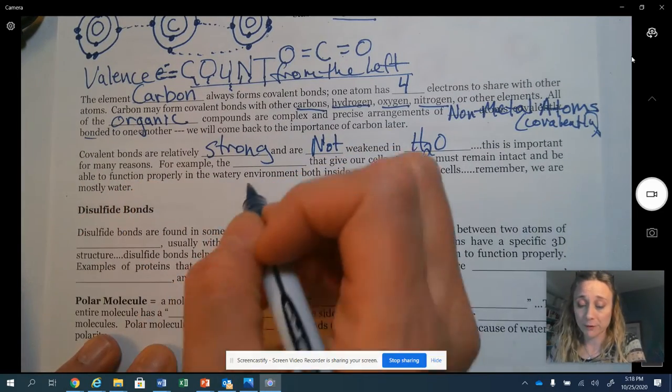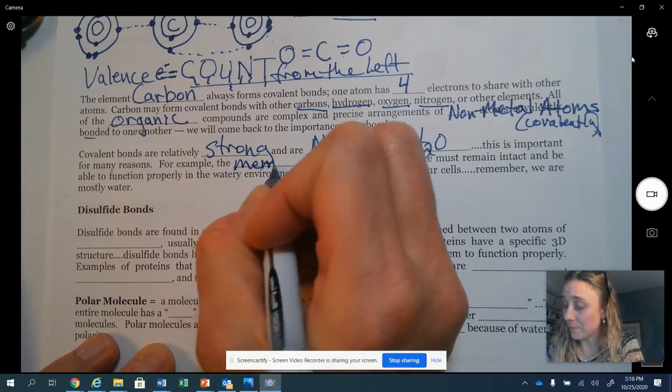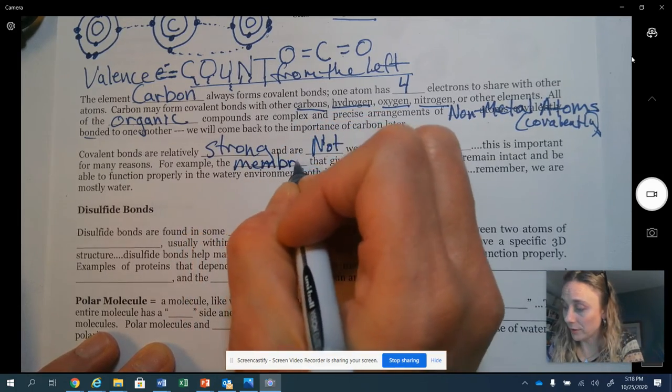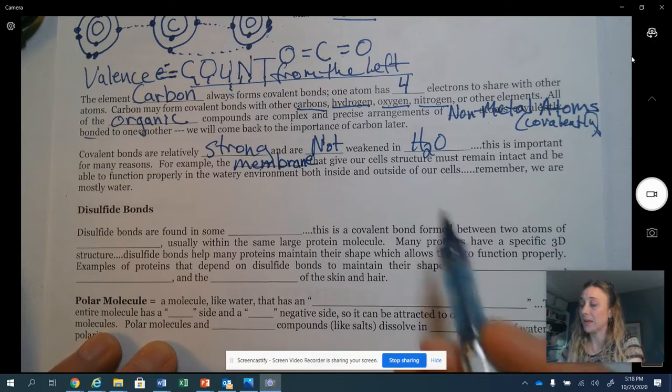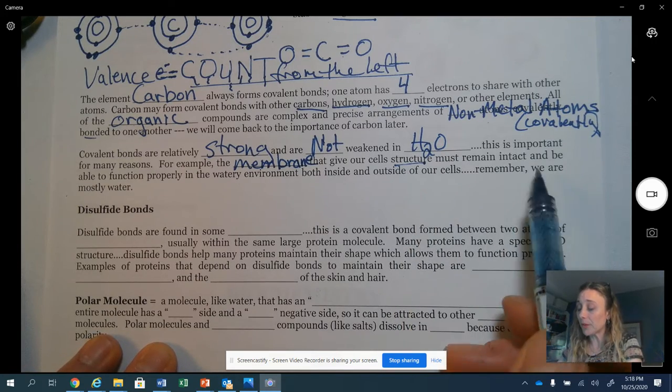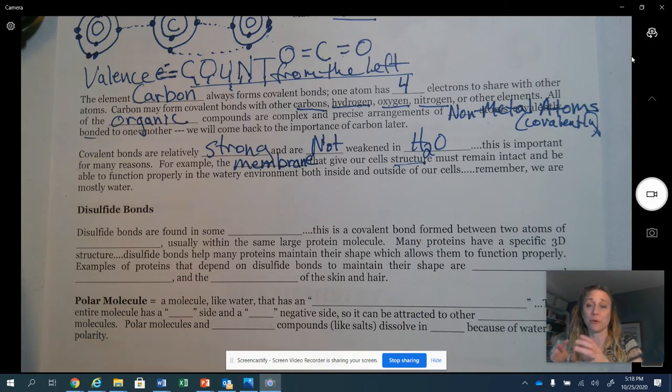For example, your membranes that make a cell, and separate the contents of a cell and give a cell structure. It's got to remain intact if we're going to function properly in our watery environment that we need, both inside and outside our cells. We're mostly water. All of our chemical reactions happen in water, folks.